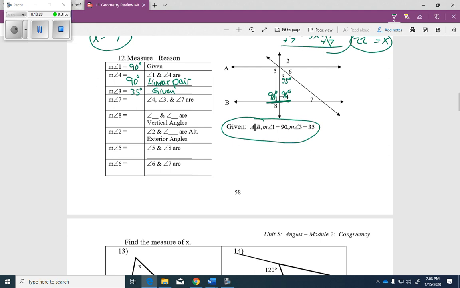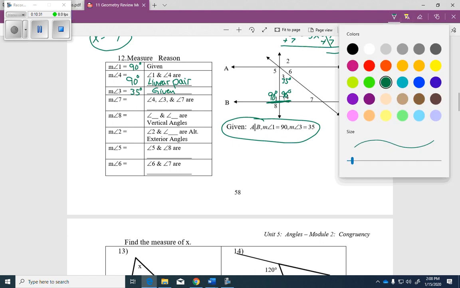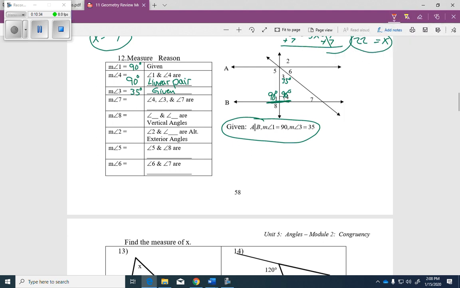Now they're asking for angle 7, and they kind of like give me a hint because they're already telling me to look at angle 4, angle 3, and angle 7. Do you notice that these three angles are in a triangle? So 90 plus 35, and then 180 minus that, 125. I get this is 55 degrees. So I know angle 7 is 55 degrees because of the triangle sum theorem with angles 4, 3, and 7.